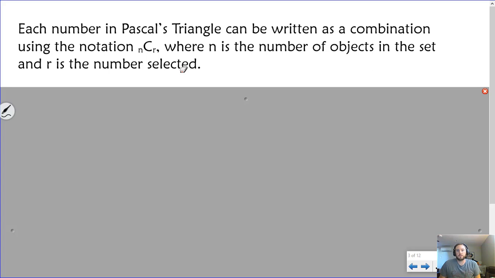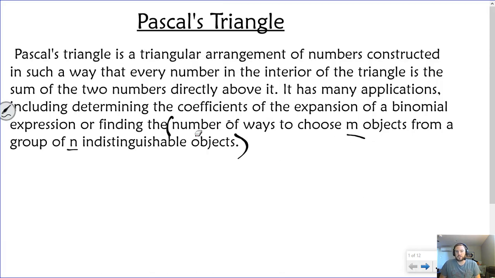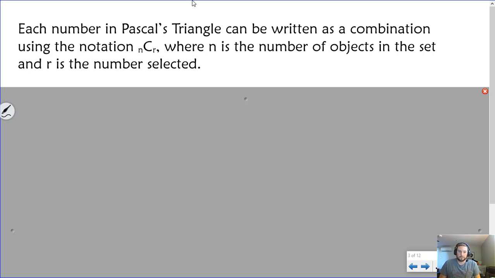Okay? So each number in Pascal's triangle can be written as a combination. This is the power of Pascal's triangle. And this is why in the first statement we said the number of ways to choose m objects from a group of n, right? Because in Pascal's triangle, not only is it the sum of the previous numbers, but any term in Pascal's triangle can actually be found by doing a combination, where the combination we're doing is nCr, right? Where n is the number of objects in the set and r is the number selected, right? So we did talk about that last week.